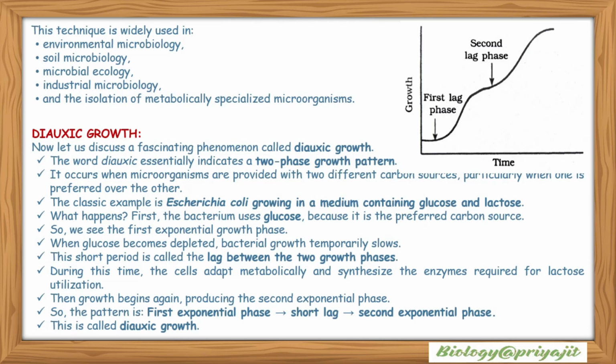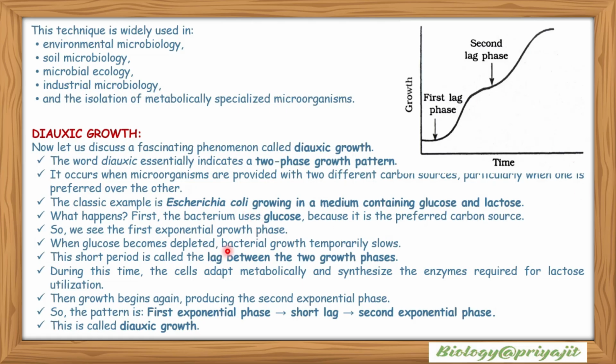Diauxic growth. Now let us discuss a fascinating phenomenon called diauxic growth. Diauxic essentially indicates a two-phase growth curve. Di means two, and auxic means growth. So it occurs when microorganisms are provided with two different carbon sources, particularly when one is preferred over the other. The classical example is E. coli growing in a medium containing glucose and lactose.